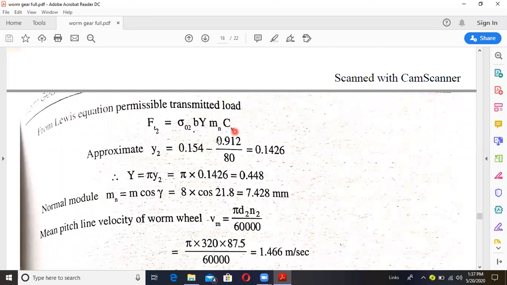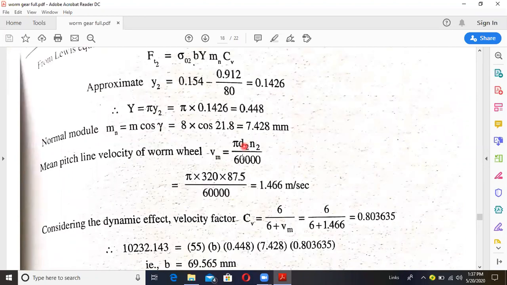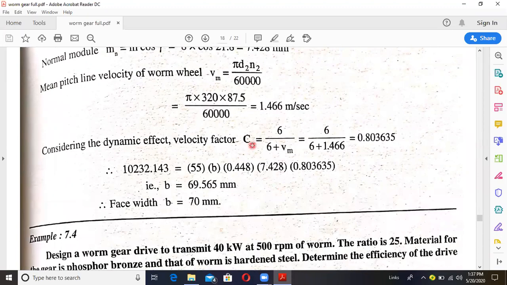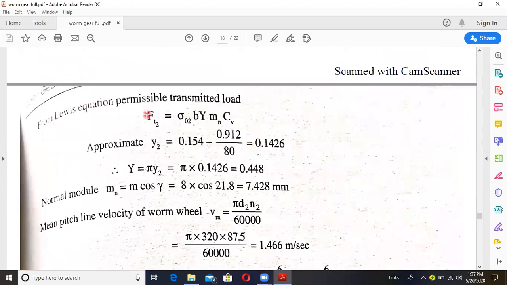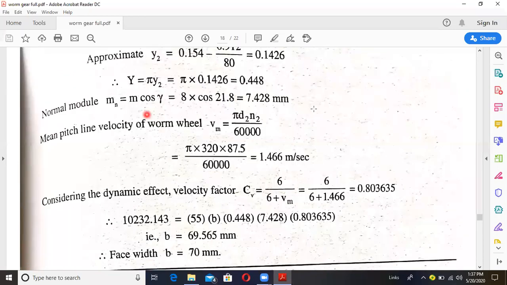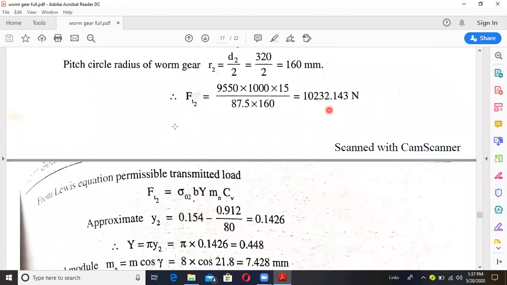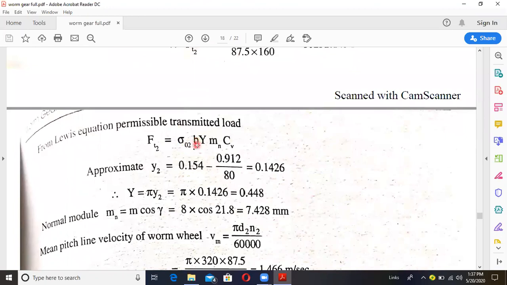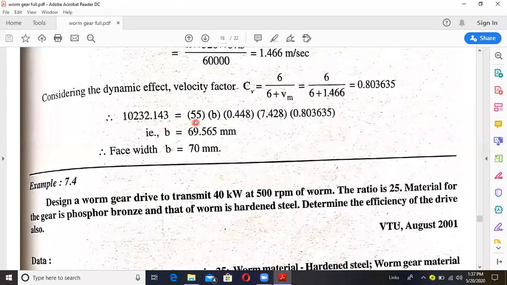Next, remaining unknown is Cv. So to calculate Cv, first calculate velocity Vm is equal to pi D2 N2 divided by 60,000. We'll get Vm is equal to 1.466 meter per second. Once you get Vm, calculate the velocity factor Cv is equal to 6 divided by 6 plus Vm. Once you get Cv, substitute everything here. Substitute FT2, previously you got FT2 is equal to 10232.143. Sigma naught 2 in the question they have given. B unknown, keep as it is. Substitute capital Y, Mn and Cv. So we are going to calculate the face width. We got 69.565 mm, that is approximately equal to 70 mm.